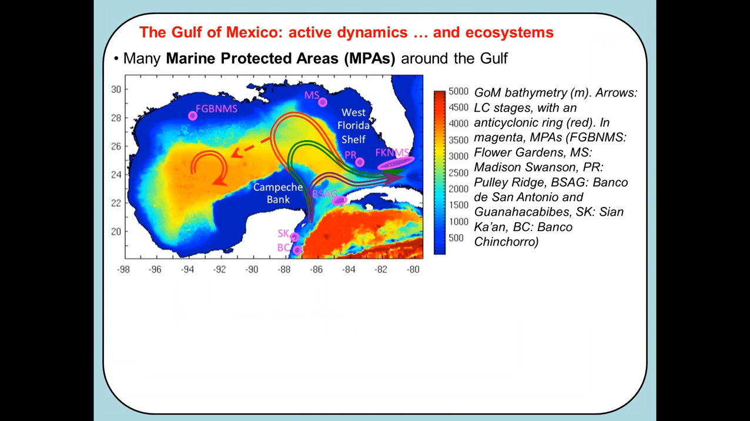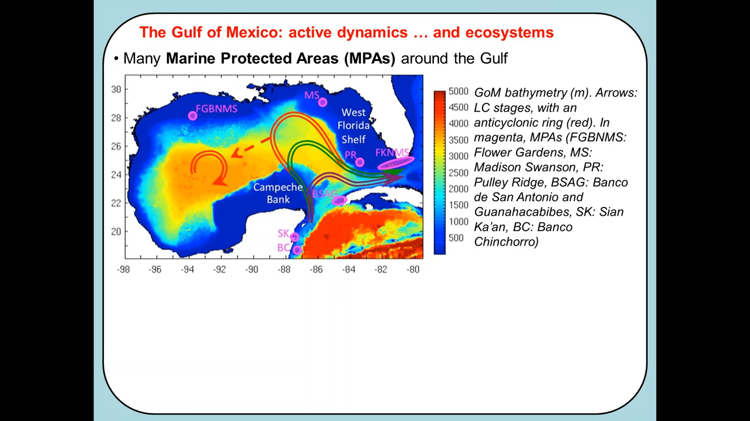So the background is this: the Gulf of Mexico. It's a very active place in terms of dynamics and also ecosystems. Here I'm showing a map of the Gulf bathymetry with the wide shelf on West Florida Shelf and Campeche Bank. And I also included the location of marine protected areas in the region.